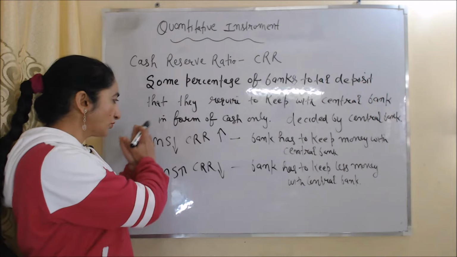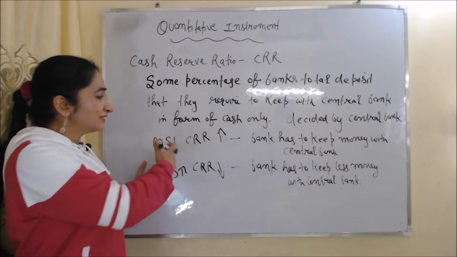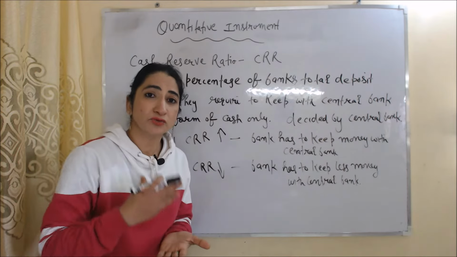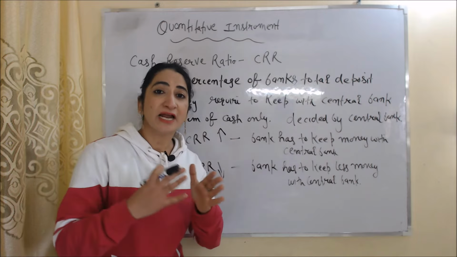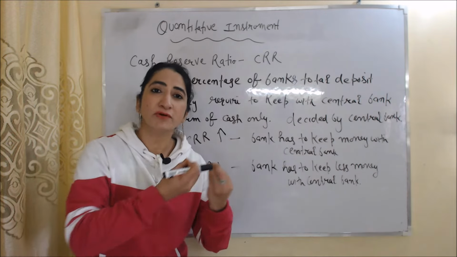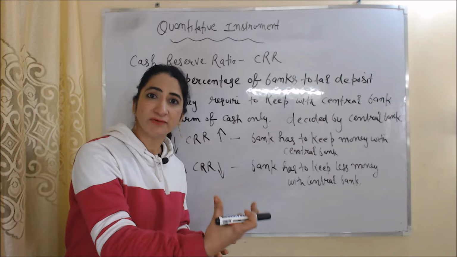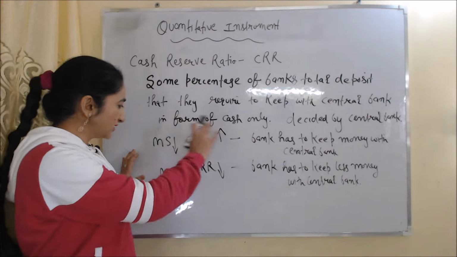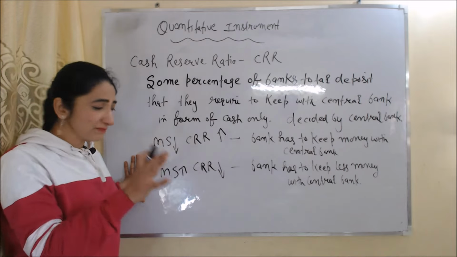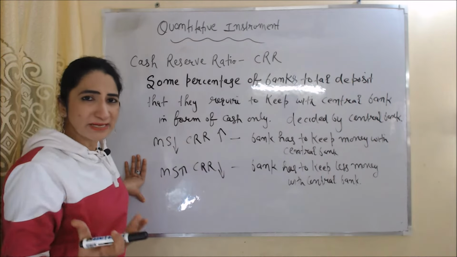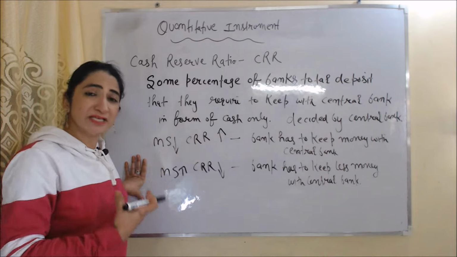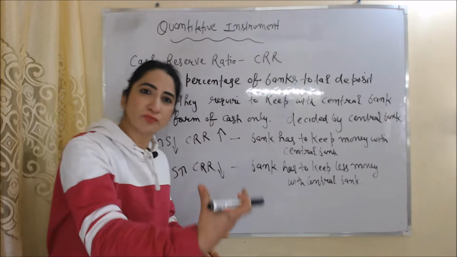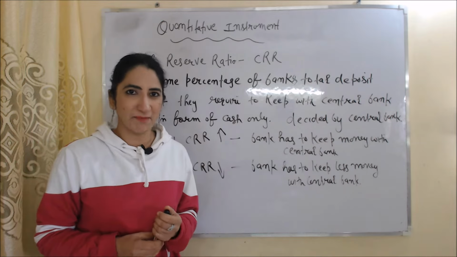If the central bank wants to reduce money supply in the market, then it will increase the rate of CRR. If CRR increases, it means banks have to keep more money with the central bank and they have less amount to give loans to the public. When banks give fewer loans to the public, money supply will reduce in the market. On the other hand, if the central bank wants to increase money supply, it will reduce CRR. Now banks have to keep less cash with the central bank. They have more funds to give loans to the public, so banks will give more loans. As a result, money supply will increase in the market.